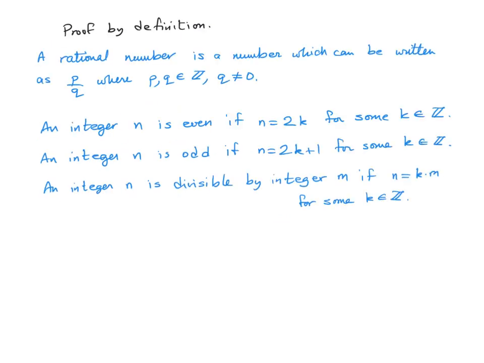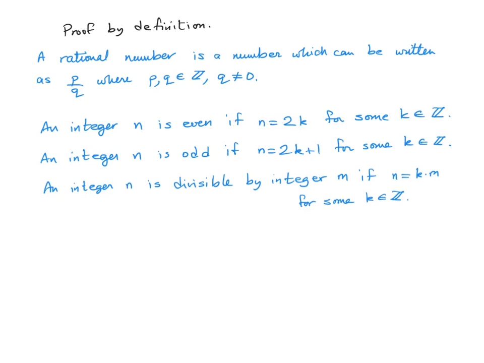So next we're going to talk about proof by definition. I want to remind you about a few definitions that might come in handy. So a rational number is a number which can be written as p over q, where p and q are integers, and of course q is not equal to 0, so this is a helpful thing to remember. And then I want to talk about integers that are even or odd, because those come in handy. So an integer n is even if you can write n equals 2 times k for some k in Z.